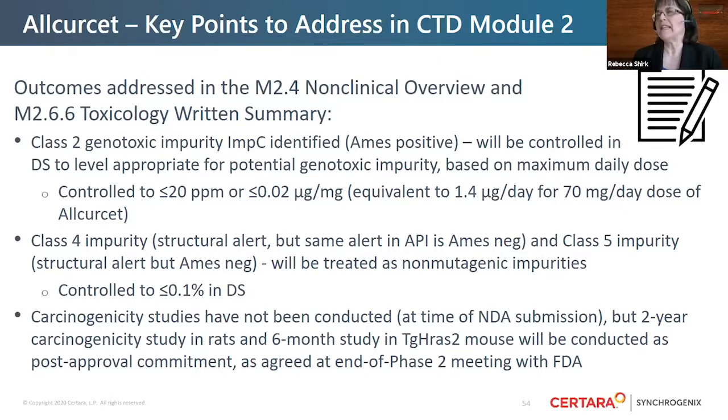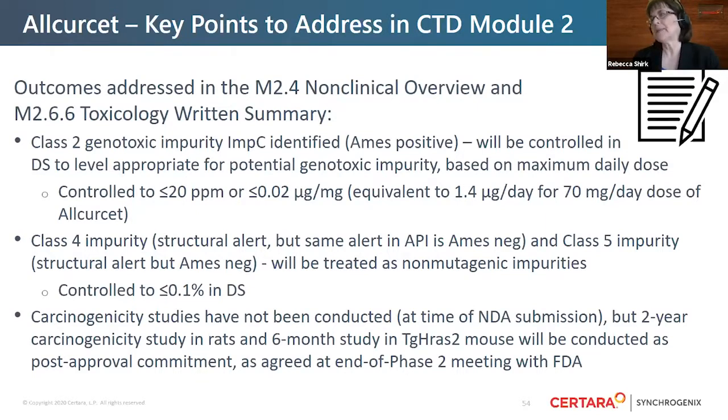And the final thing that they needed to clarify in their submission documents is that carcinogenicity studies had not yet been conducted, at least at the time of the NDA submission. But they had committed to completing a 2-year carcinogenicity study in rats and a 6-month study in mice as a post-approval commitment, and as had been previously agreed upon with the FDA.